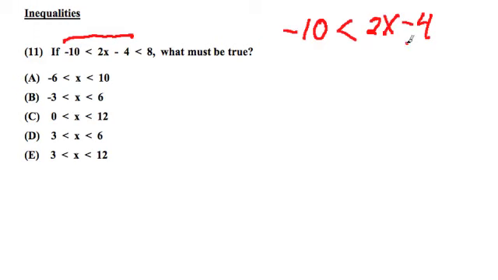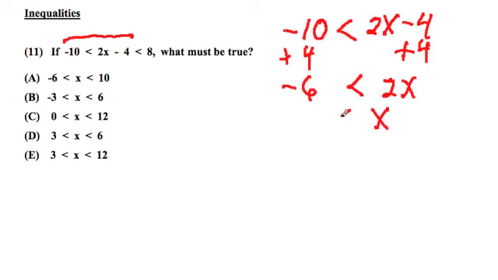So if we add 4 to both sides, we get 2x is greater than negative 6. Divide both sides by 2, x is greater than negative 3. Okay, it looks like this solution. On the test, they'd probably have another one with a negative 3 in it. But let's check the other side now.